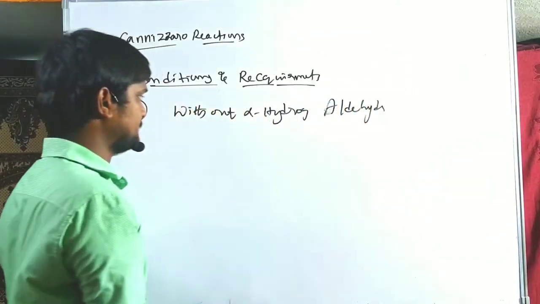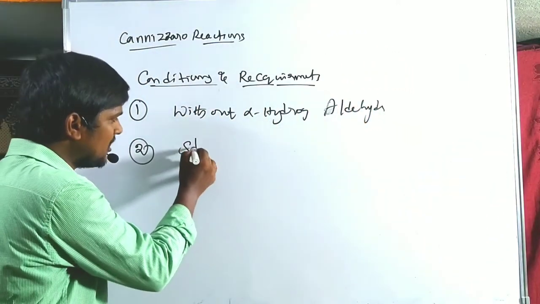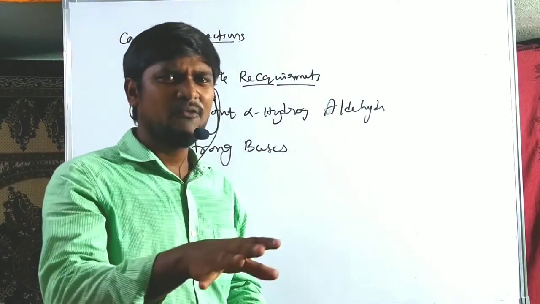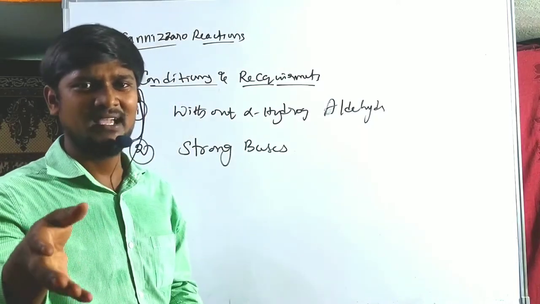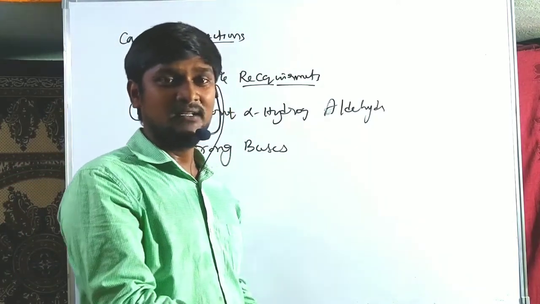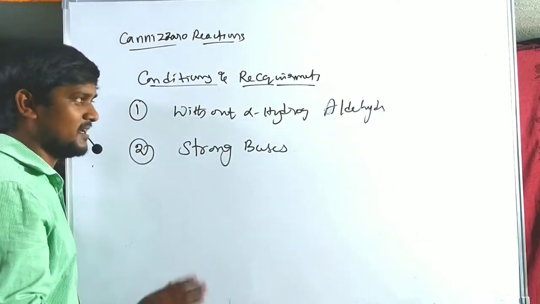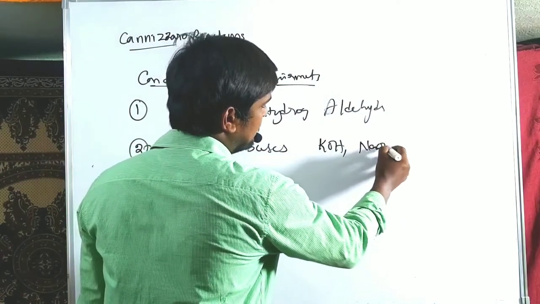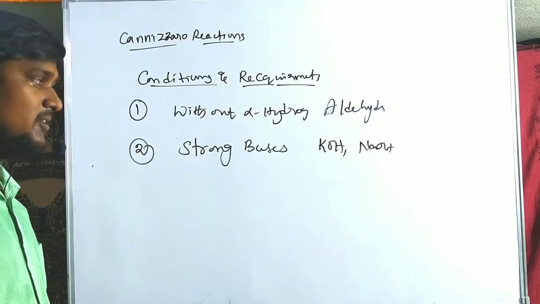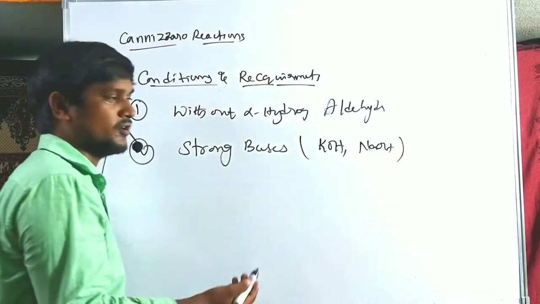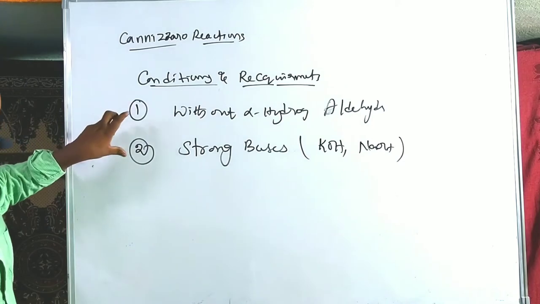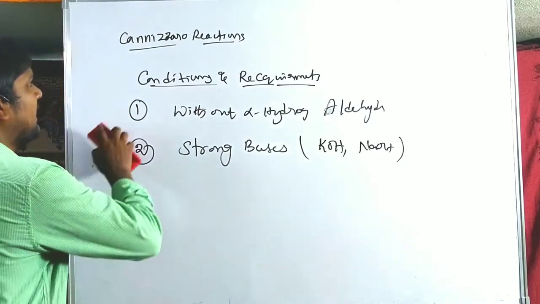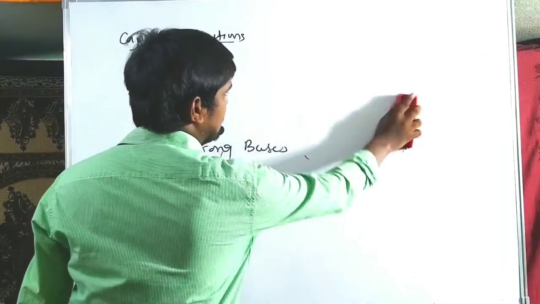The second condition is that it requires strong bases. In aldol condensation, we require very dilute bases like NaOH and KOH dissolved in water. But here there is no dissolving in water. We use strong bases, that means pure KOH and NaOH, not diluted. We use KOH and NaOH in concentrated form. These two conditions are required to proceed with the Cannizzaro reaction. Now we go through the reaction of Cannizzaro.